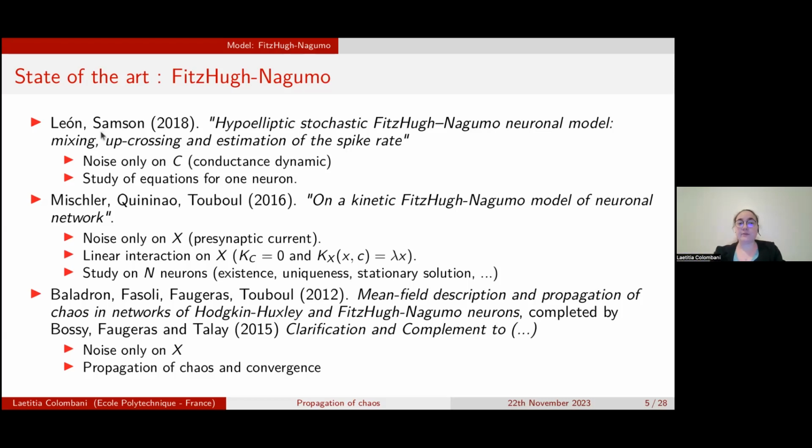So here we can see that depending on the authors, noise can be on C or noise can be on X, but there is not a consensus about it. So when we studied it with Pierre, we chose to allow noise on C and also on X. We can have noise on both of them, or we can choose to have noise only on one of the equations. It's as we want. We generalized the model a little. In our model, the interactions will be Lipschitz, to be a little more general than the linear interactions too.